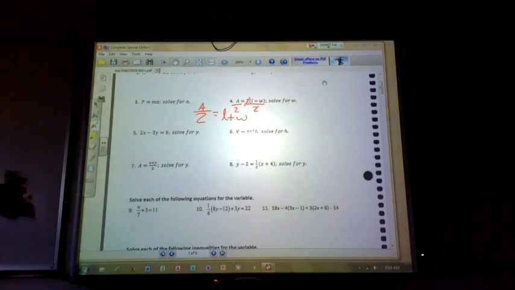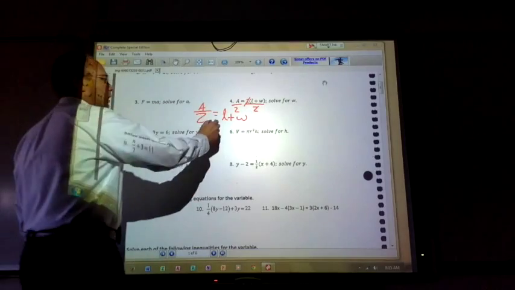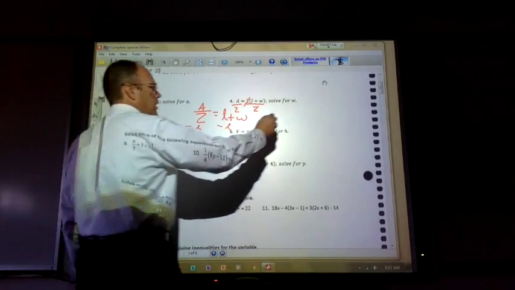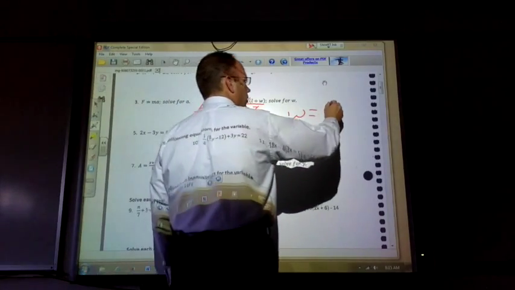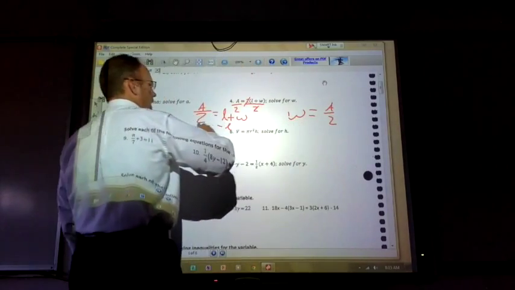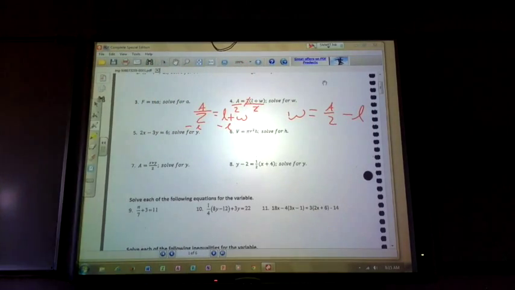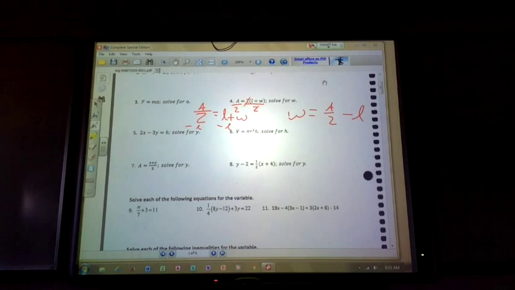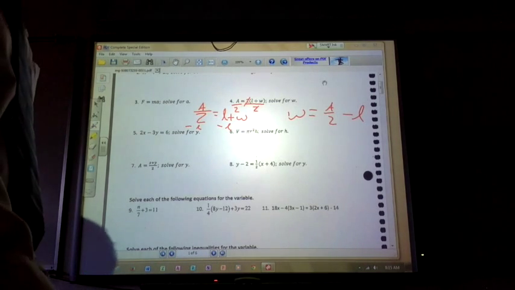Is that okay? Now how would I get W all by itself? Yeah, subtract what? L. It's a positive L, so now I'm going to subtract it. So I'm going to get W is equal to A over 2, and then that's going to be subtracting L. Done. Is that okay? Can I erase? No? We okay now?